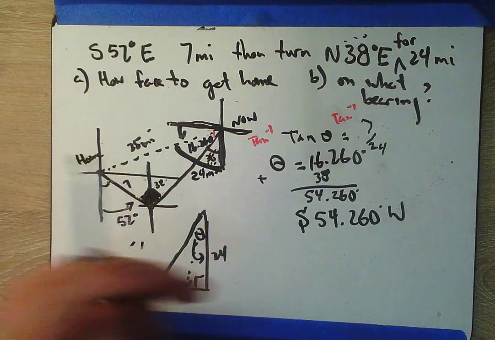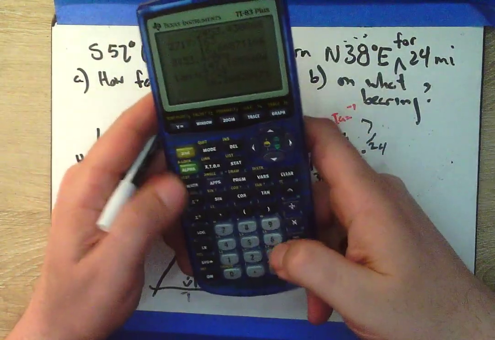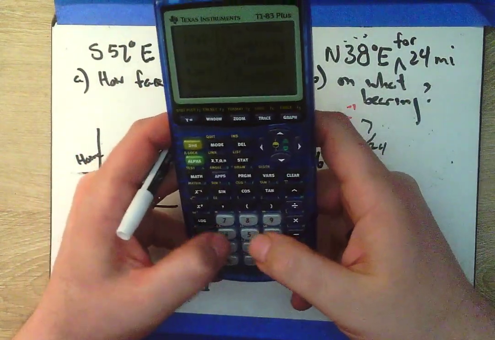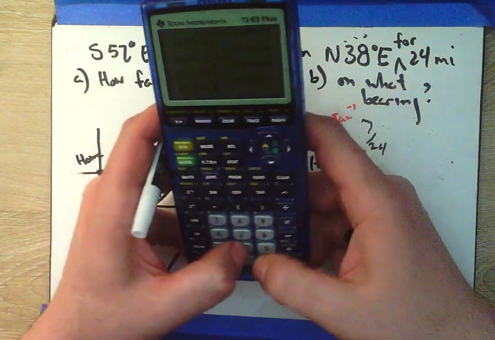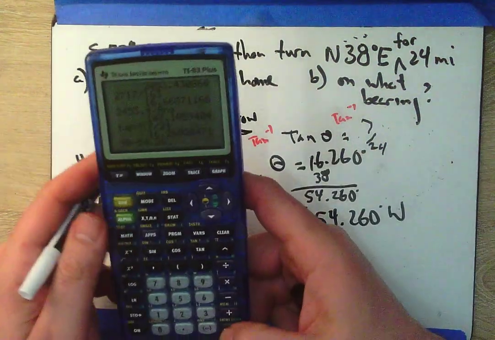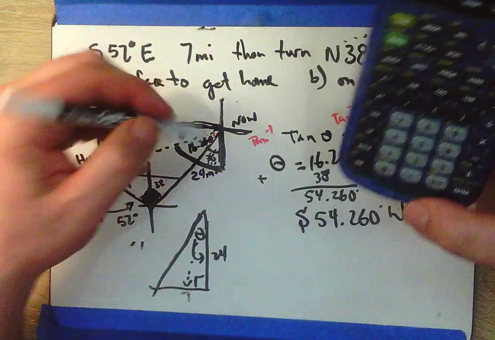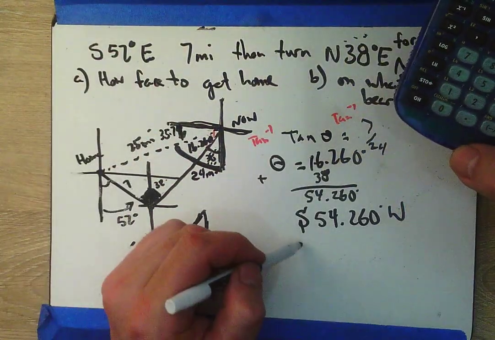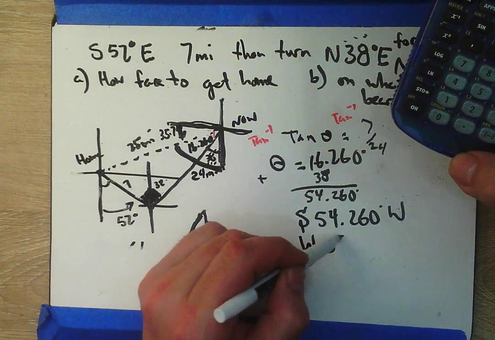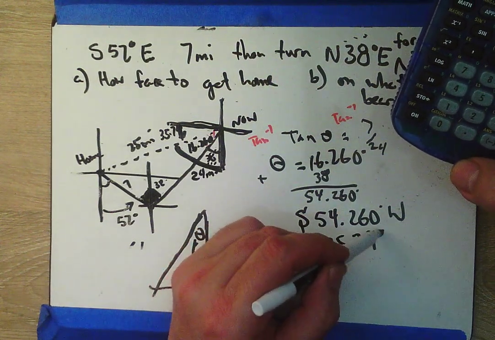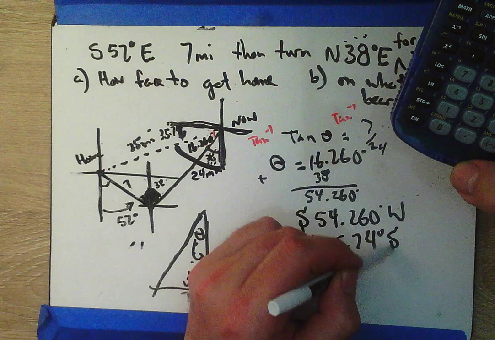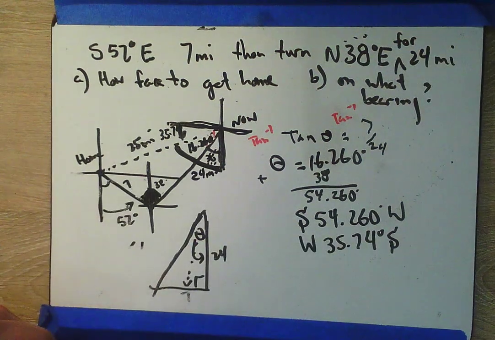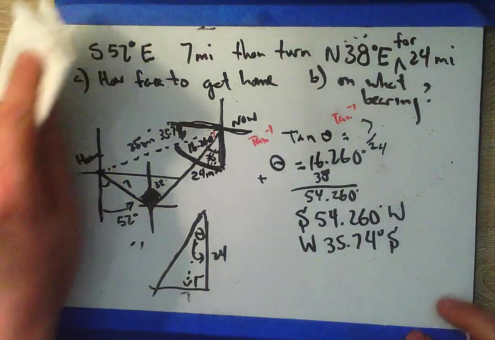Or, having figured out that this was 54.26, I could subtract from 90: 90 minus 54.26, and I get 35.74. And so I could say west 35.74 degrees south. Either one of those would be a correct answer to this problem. Okay? I think we should do another one of those.